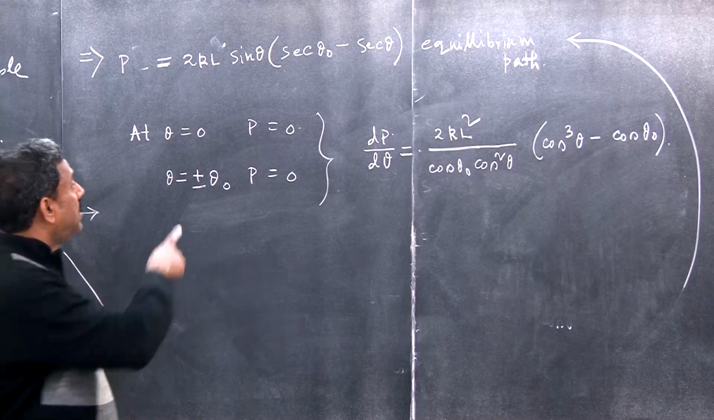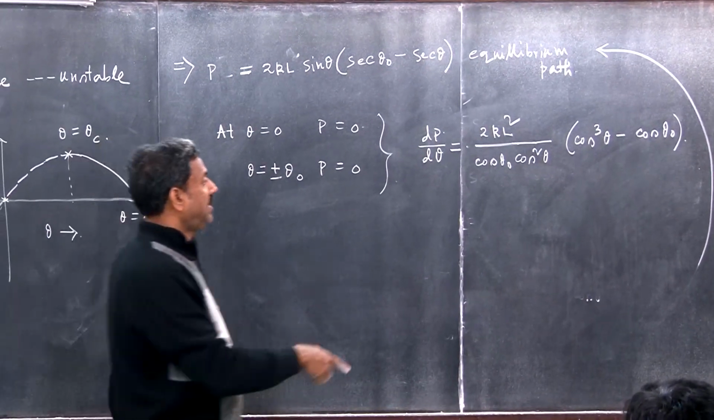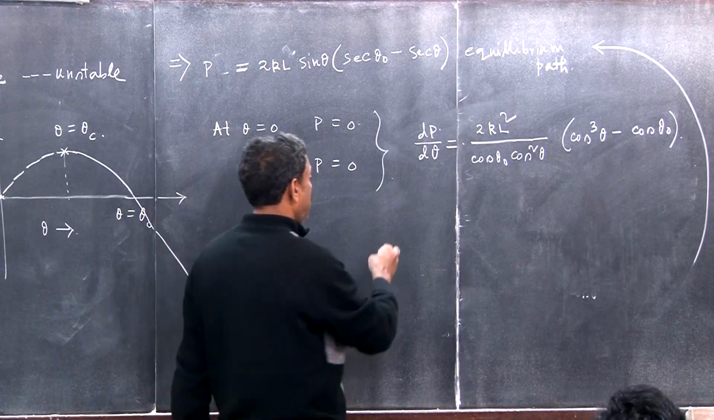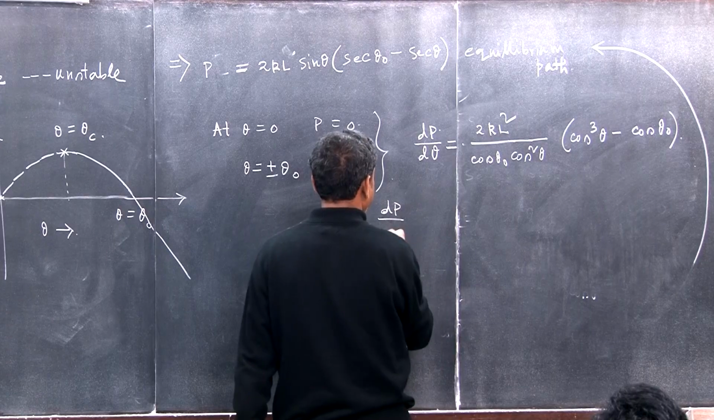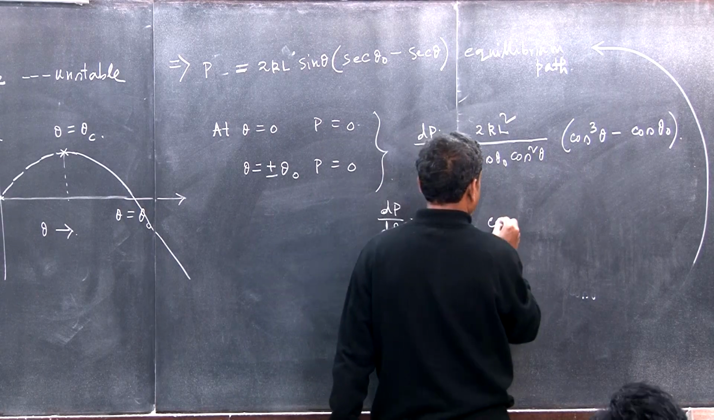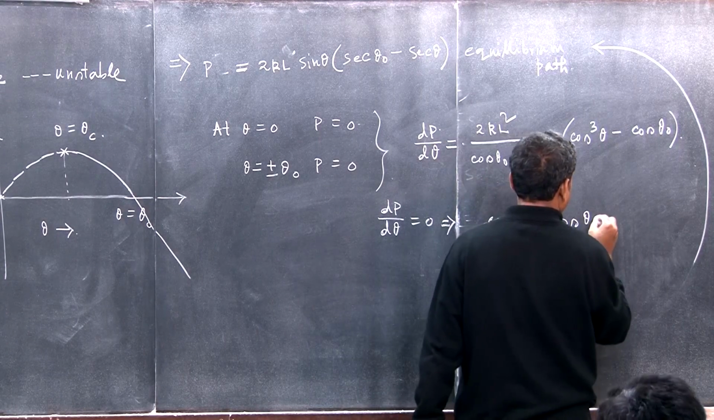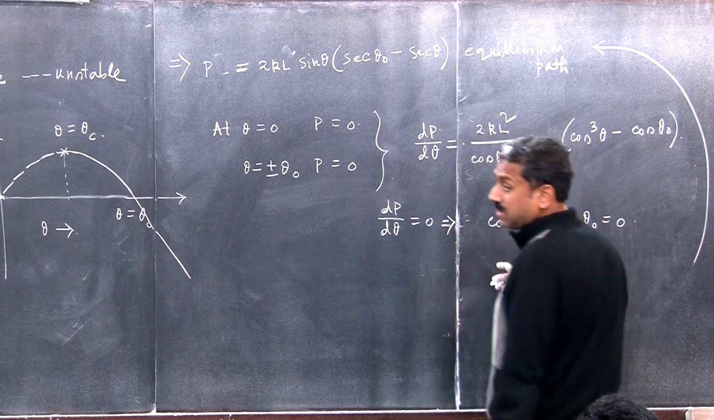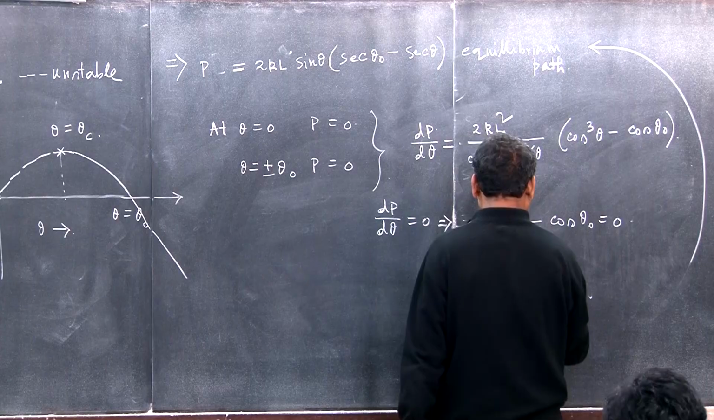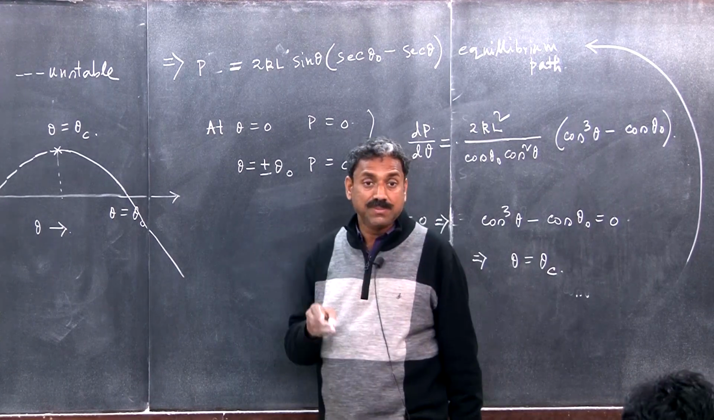Whatever I was trying to derive, you please check it. Ultimately, you will get this expression if you differentiate this. Now, dp d theta is equal to 0. That's what for maximum. So that means cos square theta minus cos theta 0 must be equal to 0. So this equation needs to be solved, and by solving, theta is equal to theta c, where dp d theta is 0.